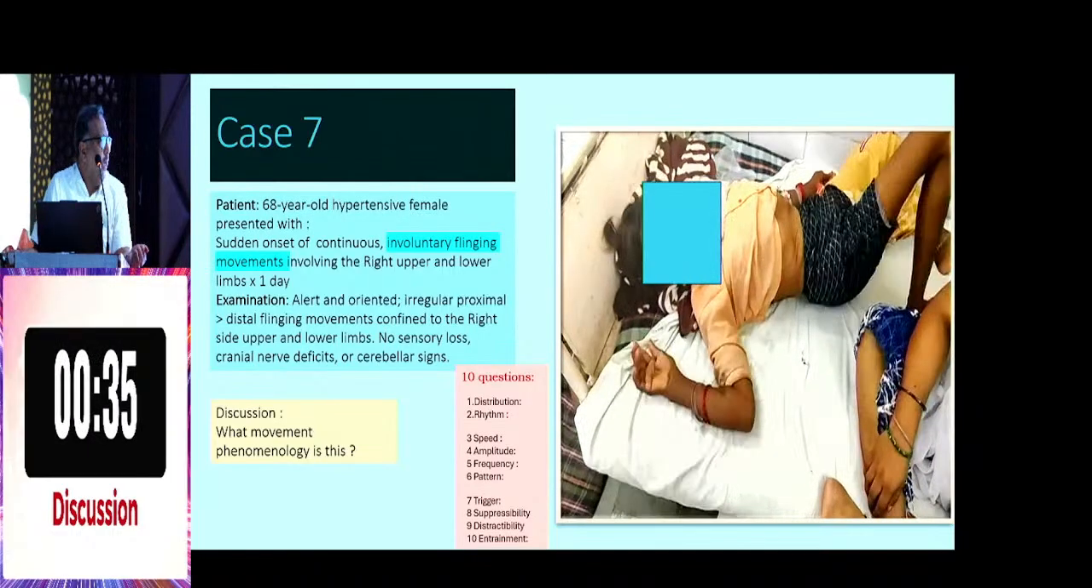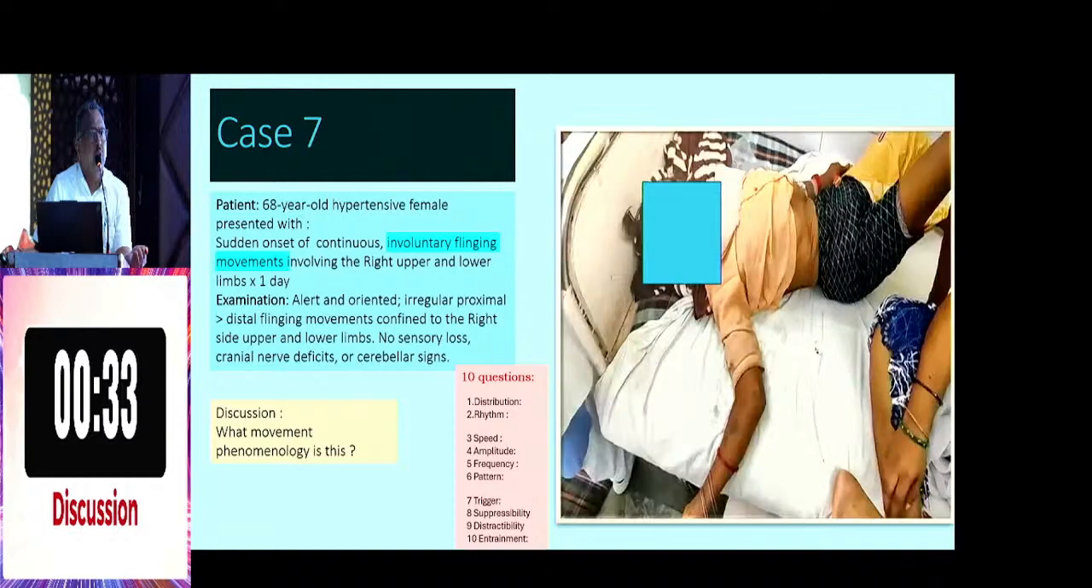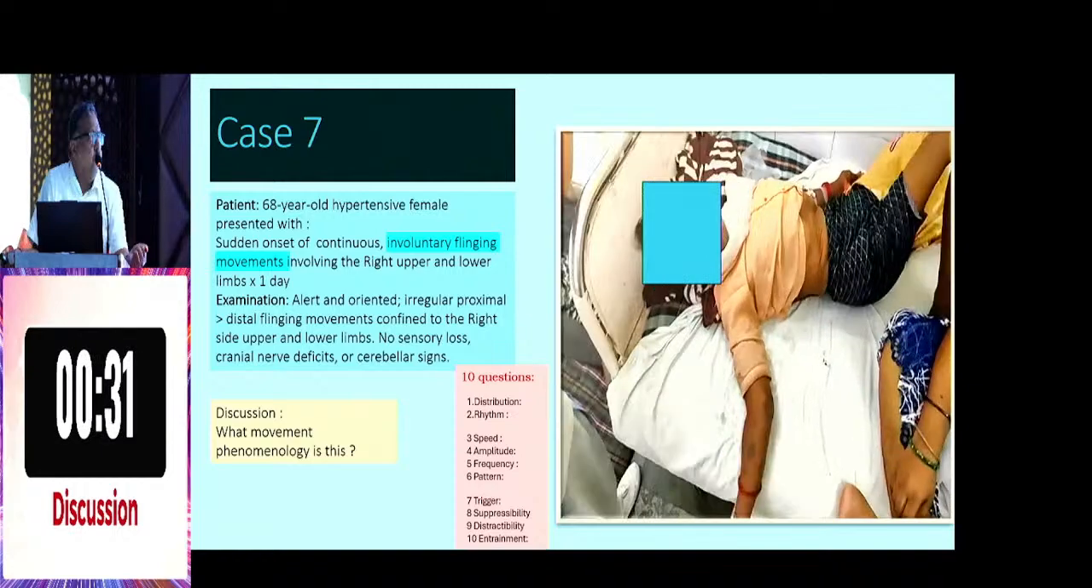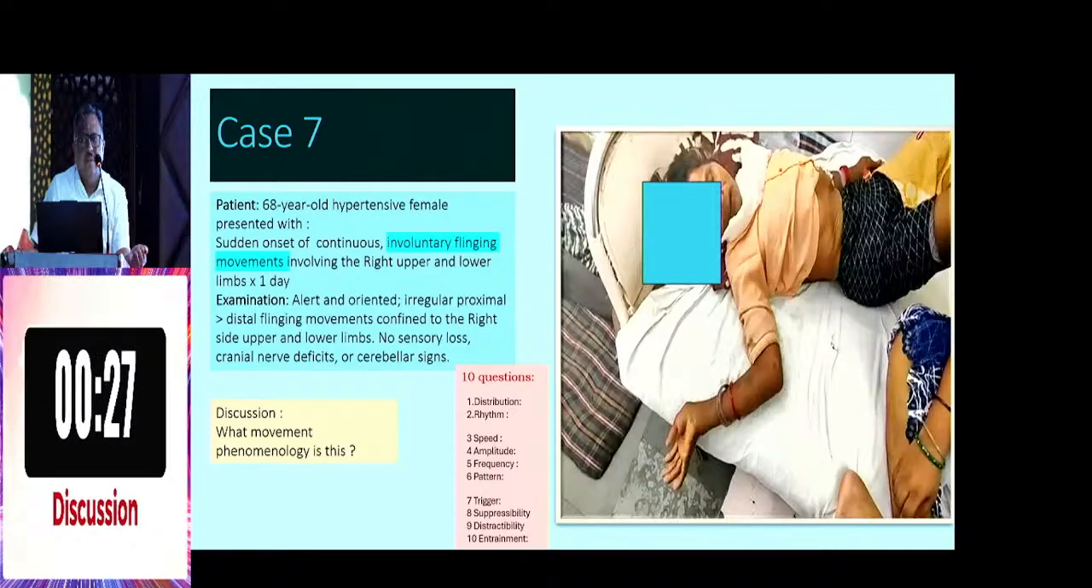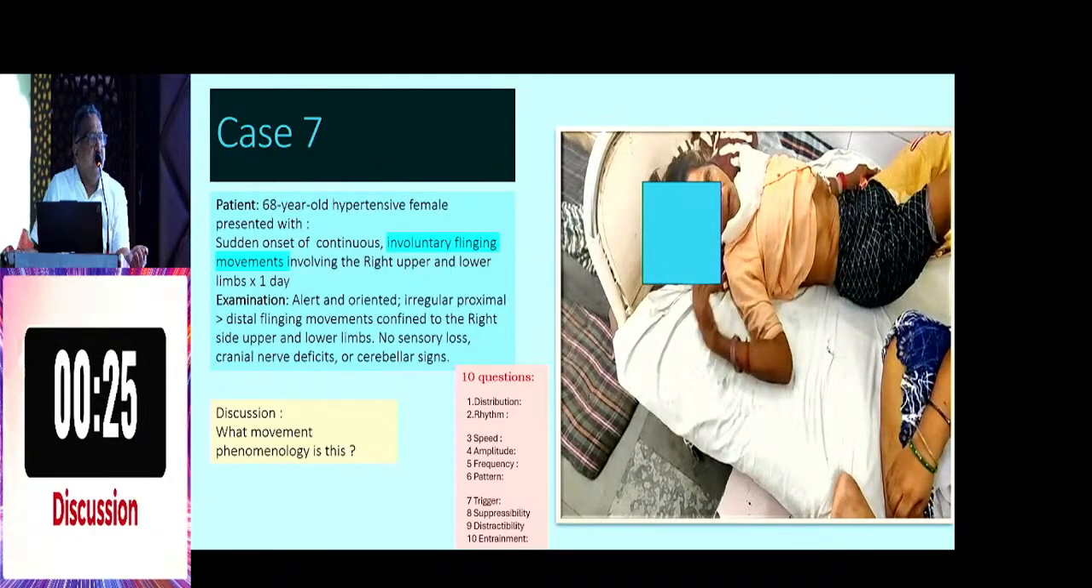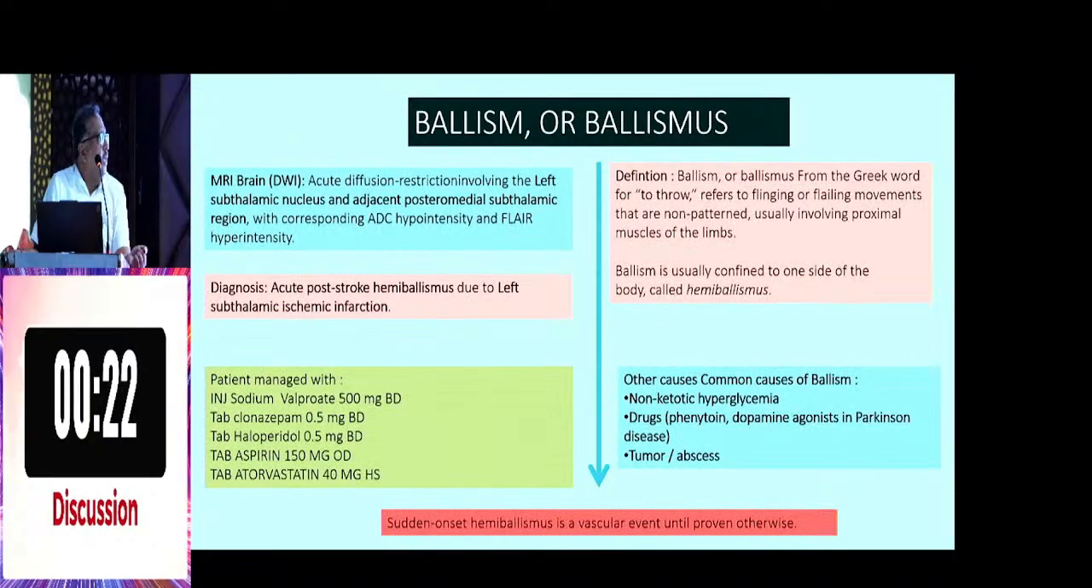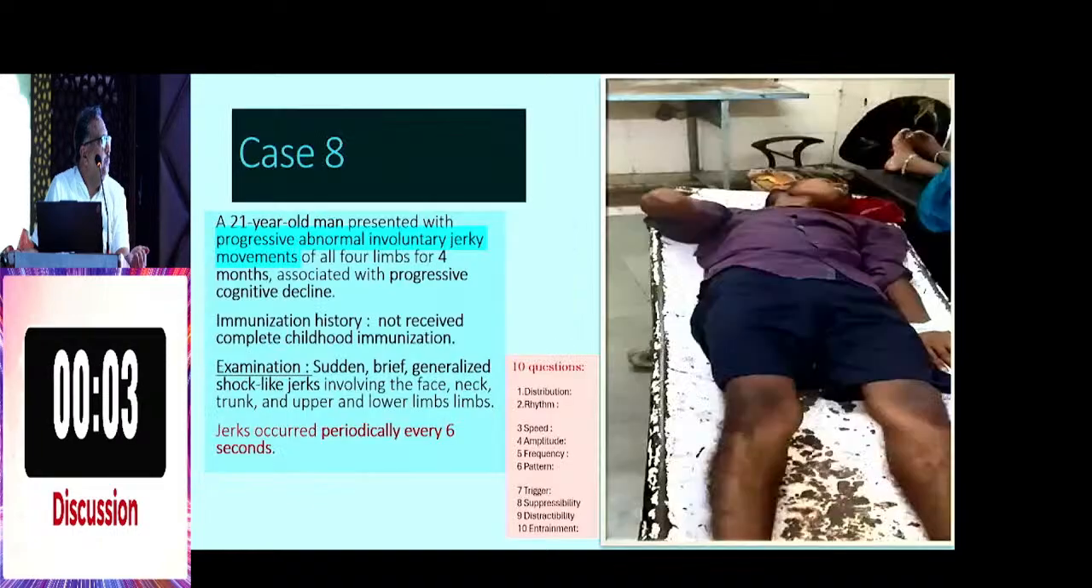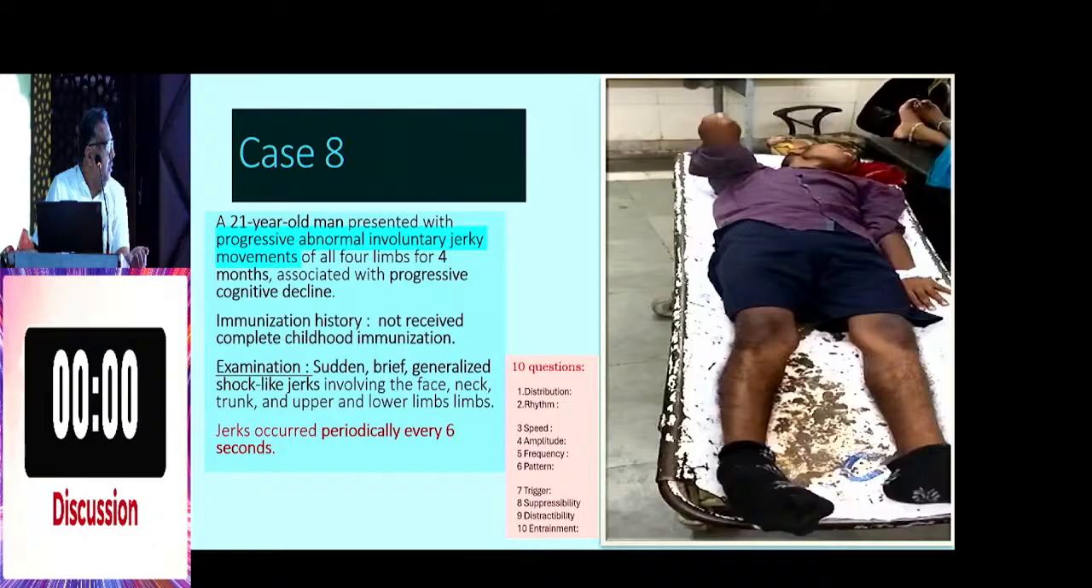Unilateral, right side, proximal more than distal, amplitude ballistic. Yes, this is the hemiballismus. MRI brain done. There is a left side subthalamic nucleus and adjacent posterior medial subthalamic region infarct. So acute post-stroke hemiballismus due to the left subthalamic ischemic infarct. Treatment is sodium valproate, clonazepam, haloperidol and aspirin, atorvastatin. Next. This is another case, hyperkinetic disorder.